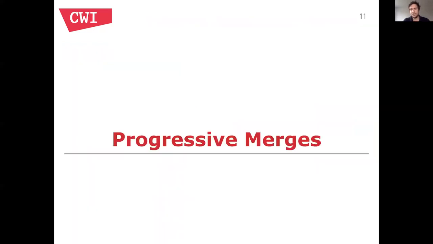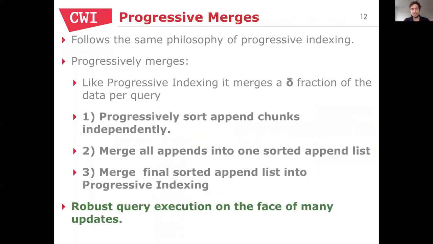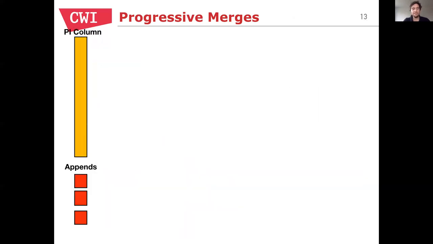Now let's talk about progressive merges. They follow the same progressive indexing philosophy by only merging a delta fraction of the data per query. It starts by progressively sorting chunks independently, then it merges them into one fully sorted chunk, and finally merges it to the progressive index. This technique incurs a low per query penalty, resulting in a robust per query cost, and it's actually up to 2.5 times faster than the related work.